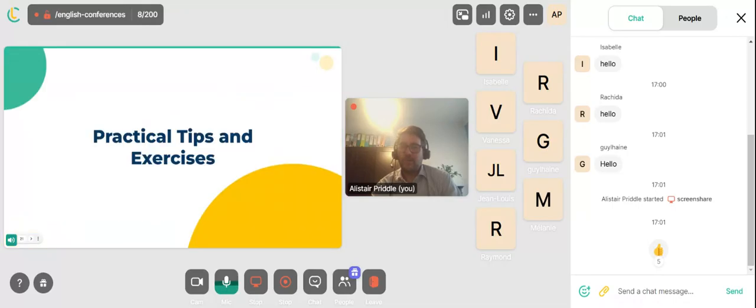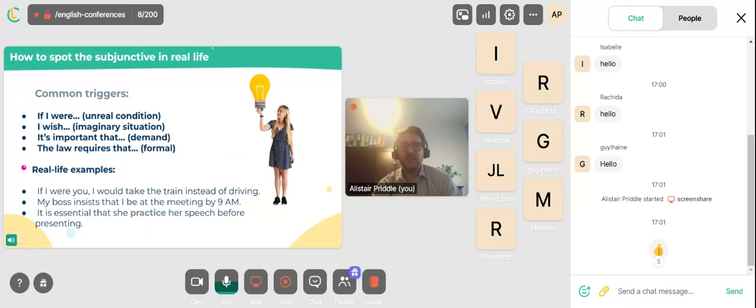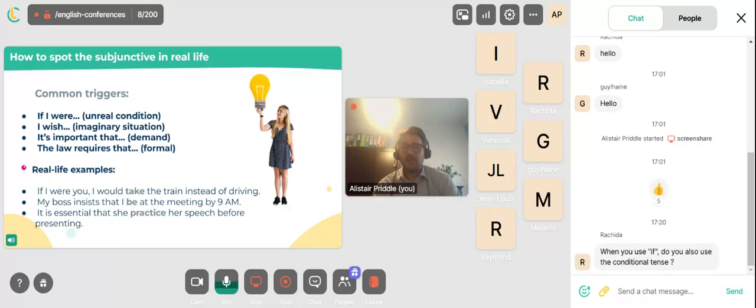So here we go then into the final part of today's lesson, practical tips and exercises. So how to spot the subjunctive in real life. So let's think about those common triggers once again. If I were, an unreal situation. I wish, an imaginary situation. It's important that, this is a demand, and the law requires that. Formal. And let's put some into real life examples.